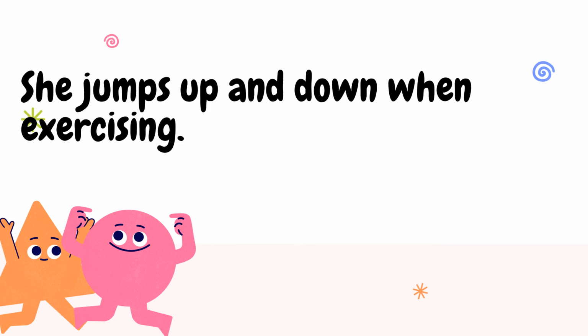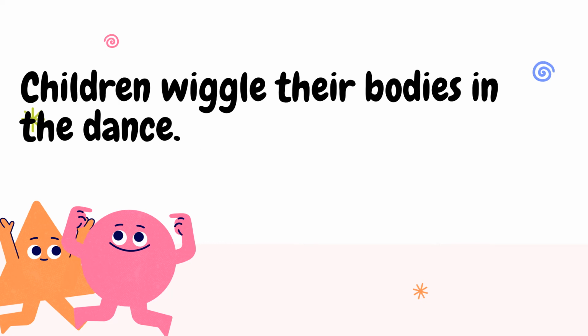She jumps up and down when exercising. The verb jumps is in its S form. It's in S form because the doer of the action is singular and it is in third person. Lastly, children wiggle their bodies in the dance. In this sentence, the verb wiggle is in its base form. It's in base form because the doer of the action children is plural.